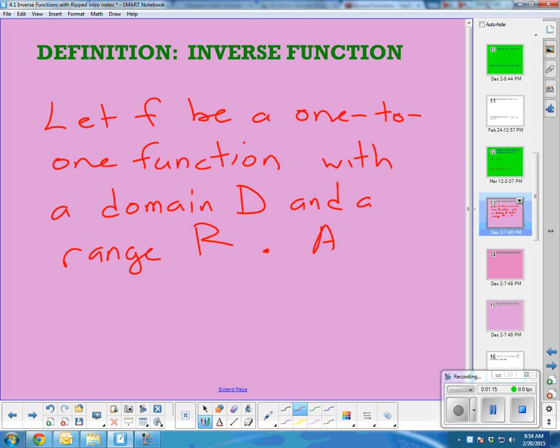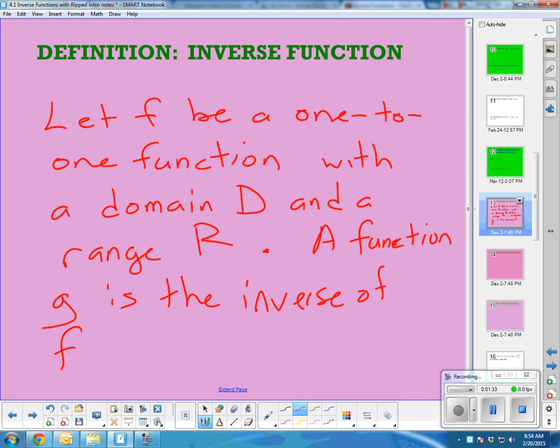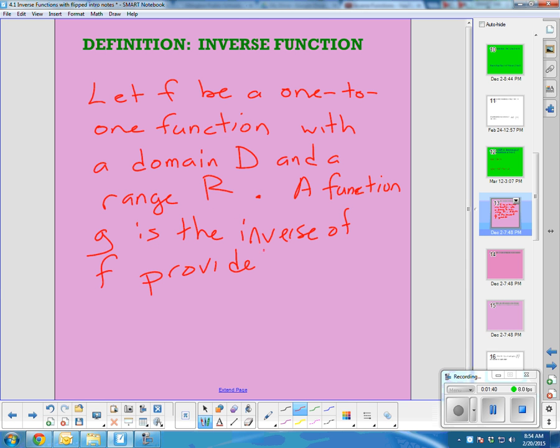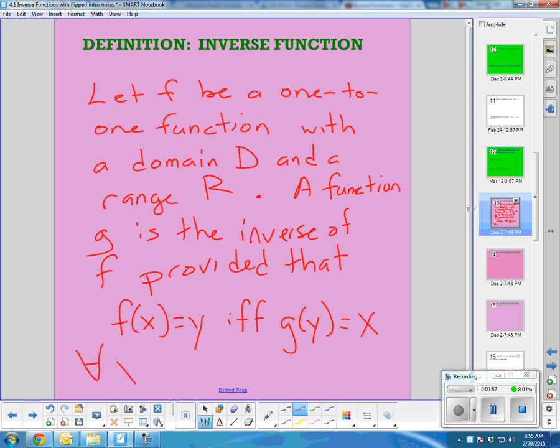Then it would say a function g is the inverse of f, provided that the following conditions are met: f of x equals y if and only if g of y equals x, for every x in D and for every y in R.